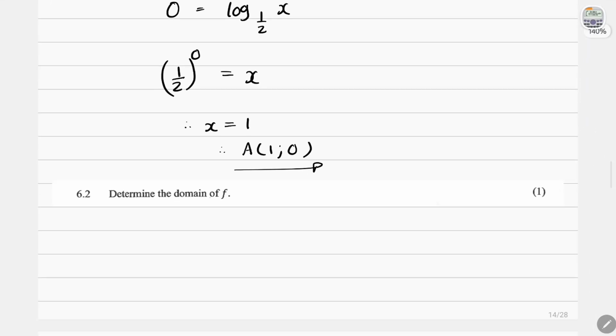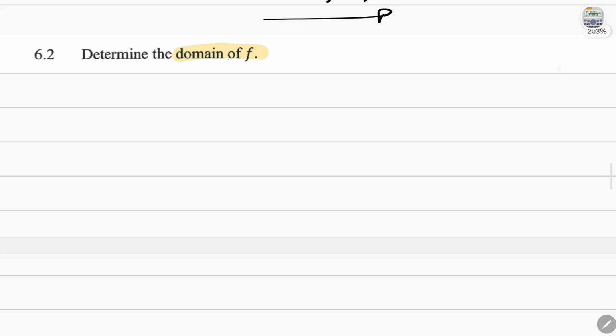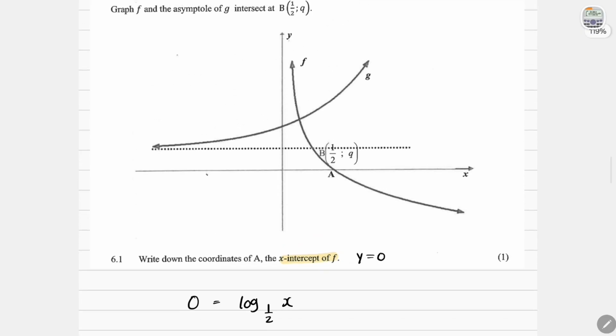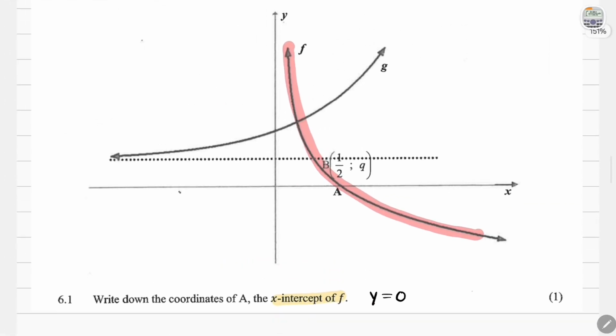Question 6.2 says, determine the domain of f. Remember, the domain are all your possible x values. Okay, so all the x values of this graph. So looking at the graph of f, it is the log graph. Okay, this is our log graph. What are all the possible x values?